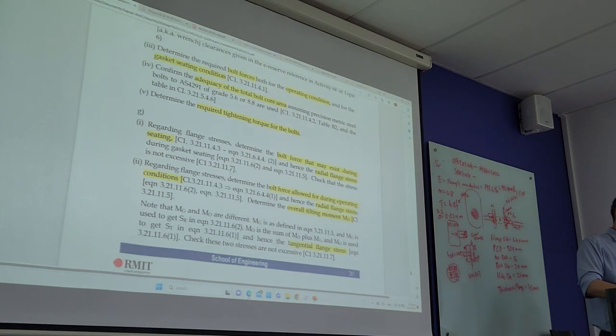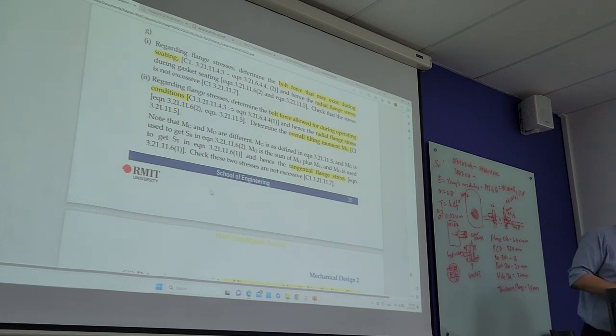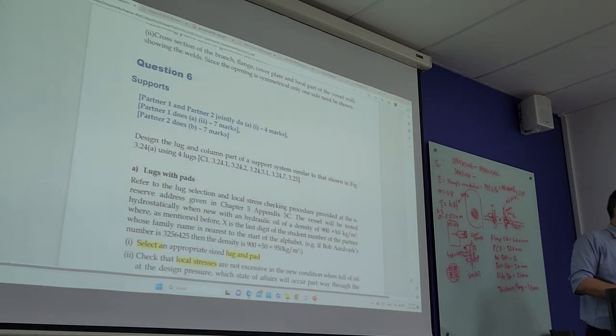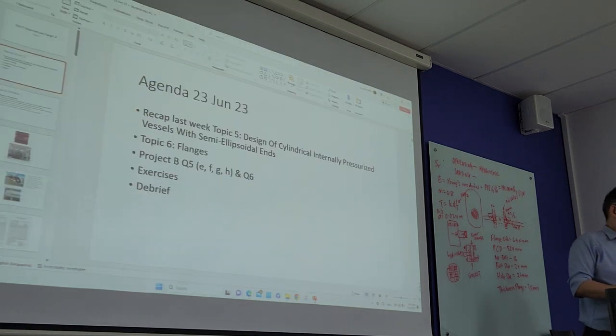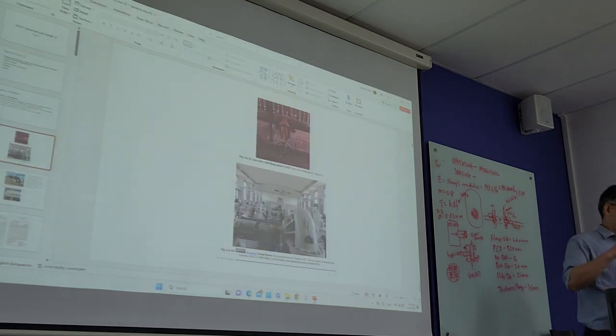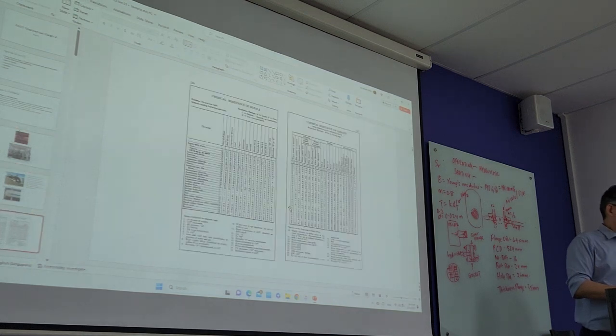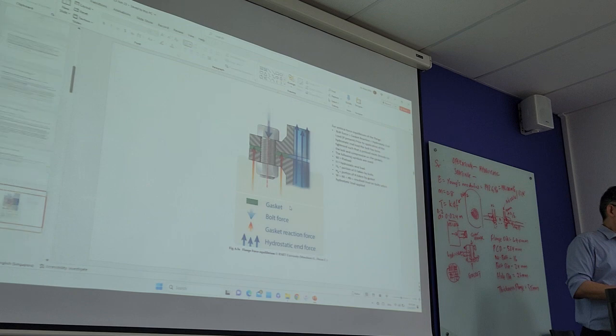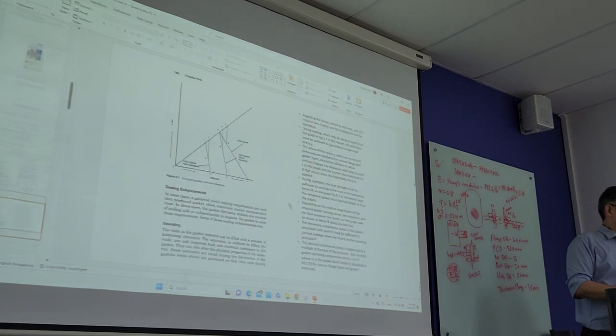Okay, so these are the questions. Question 6 we will discuss next week, regarding the support, the column, lugs and the pads. So right now, to give you some idea of the things that you need to do, I have some exercises here to help you.